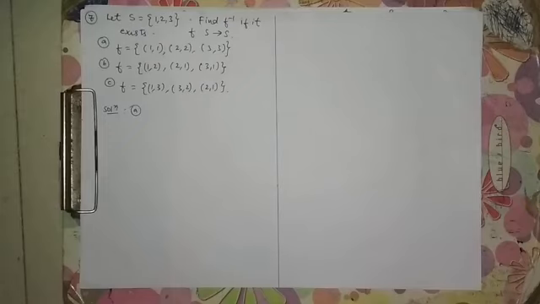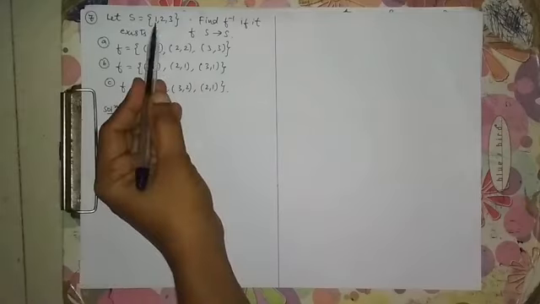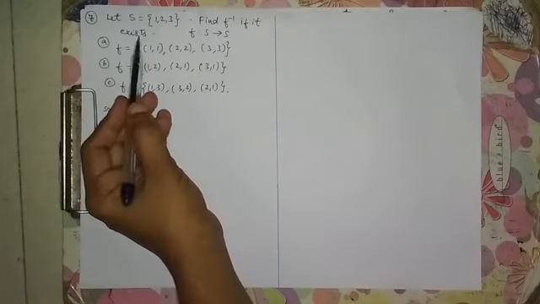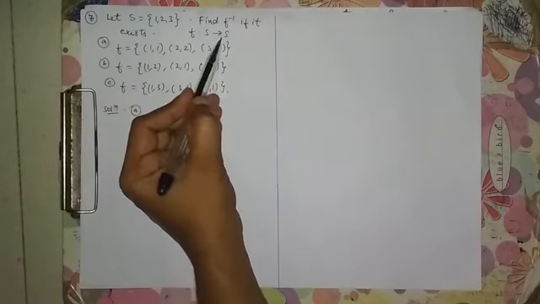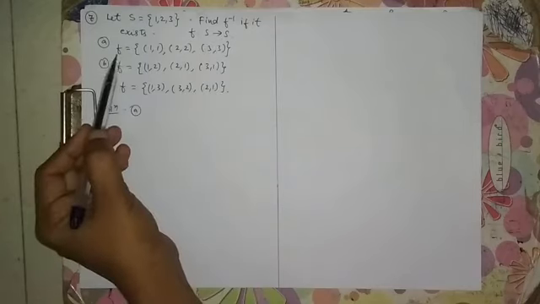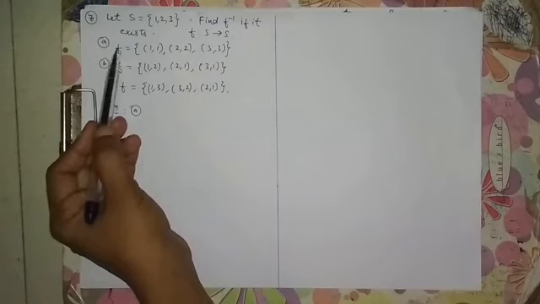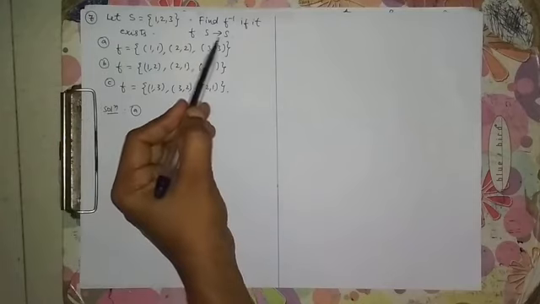So next question, let S equal to the set {1, 2, 3}. Find F inverse if it exists, where F from S to S is a function. You have three sub-questions. First: F equal to the set {(1,1), (2,2), (3,3)}.